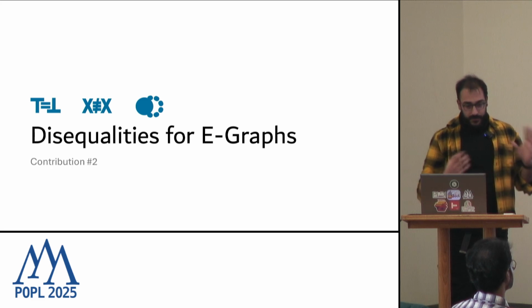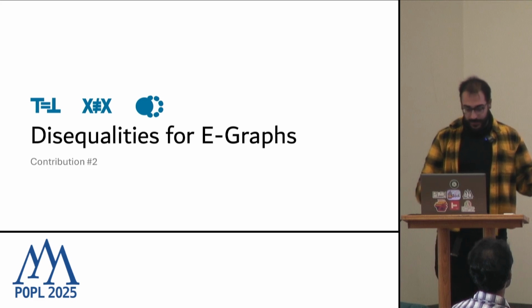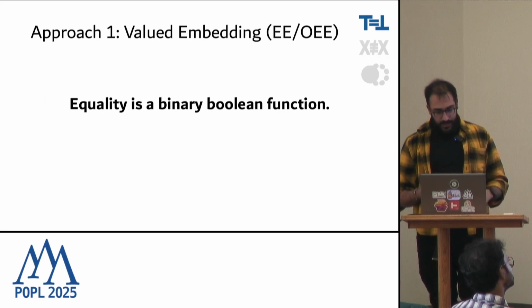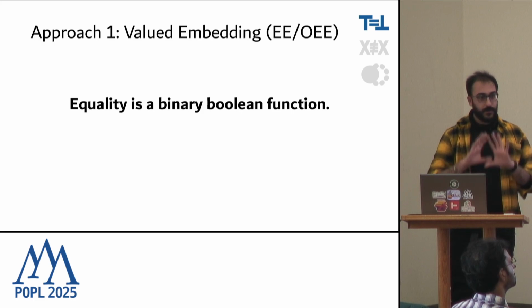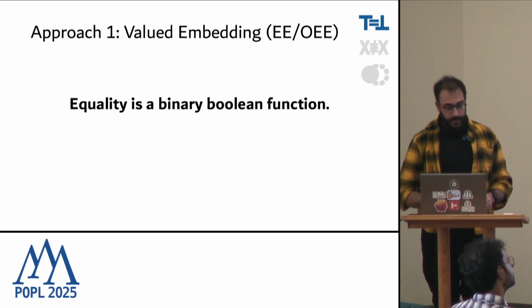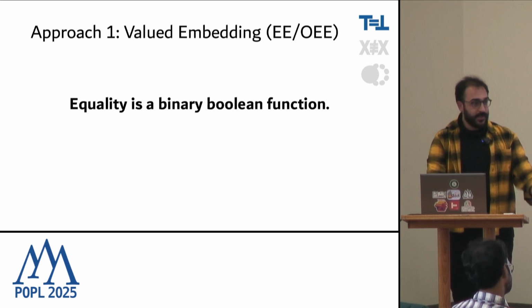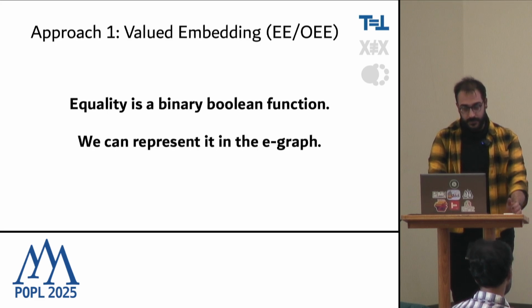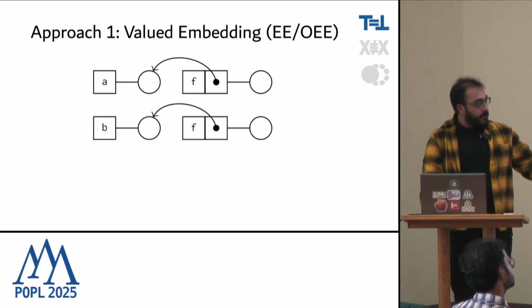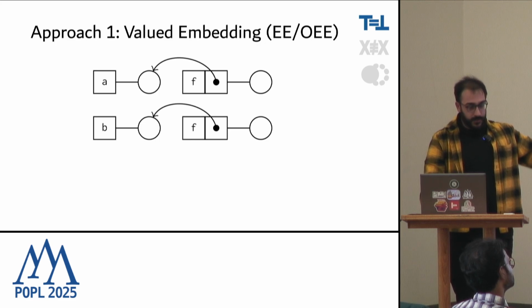And now I want to show you 3 ways to do that inside of E-graphs. The first one is actually 2 versions inside of the paper, and they fall under the umbrella of what I call valued embeddings. Here, the observation is that equality is a binary Boolean function, right? And an E-graph is meant to represent functions, so why don't we let the E-graph know about this function? I'll go back to my example from the beginning, and I'll show you how this works from here.